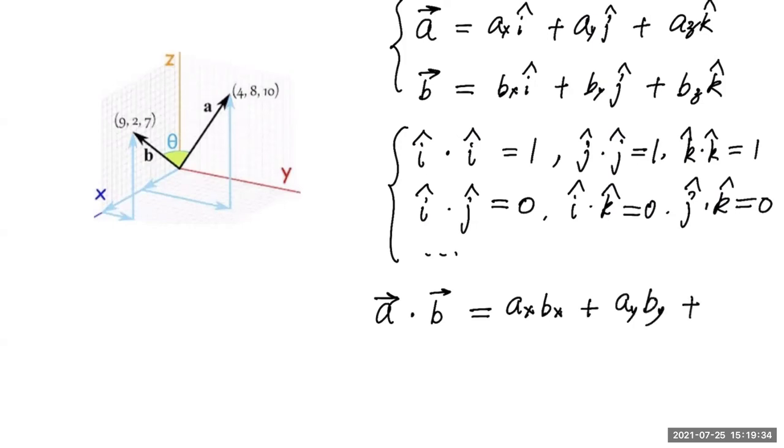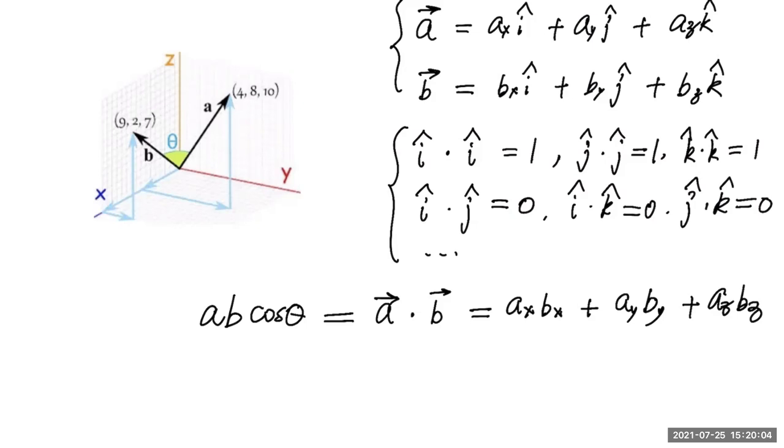And finally, you get AZ, BZ, and that's for K dot K. That's it. So we have found the expression, the value of A dot B in terms of the components of each vector. But on the other hand, we also know that A dot B is equal to the magnitude of A times the magnitude of B times cosine theta, right? And if you're looking for theta, all I have to do is find cosine theta.